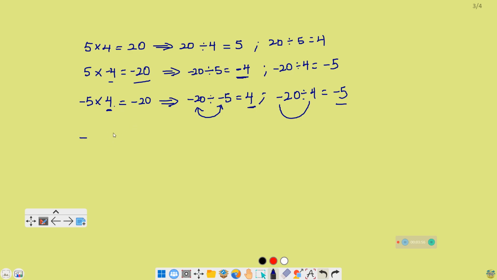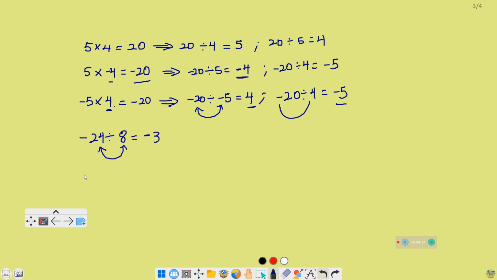For example, let's take two numbers directly: negative 24 divided by positive 8. What is negative 24 divided by positive 8? Let's see just 24 and 8 first. When you divide 24 by 8, what will you get? The answer will be 3. But since one of them is negative, the quotient will be a negative integer.